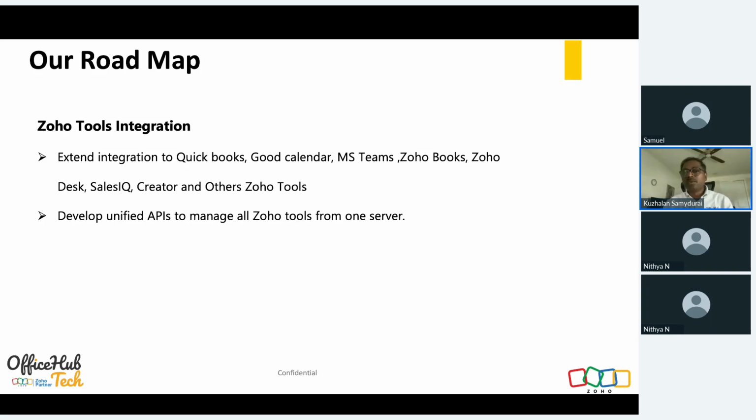We are doing it with Google Calendar. And then we are doing Microsoft Teams, we are connecting. Zoho Books, we are connecting. Zoho Desk and Sales IQ, the Creator, we are connecting. These are the things which are in action, in the final stages of testing, right? And we are building an API for all the Zoho tools and building one server so that you could work on that one, right? And the other tools and things.